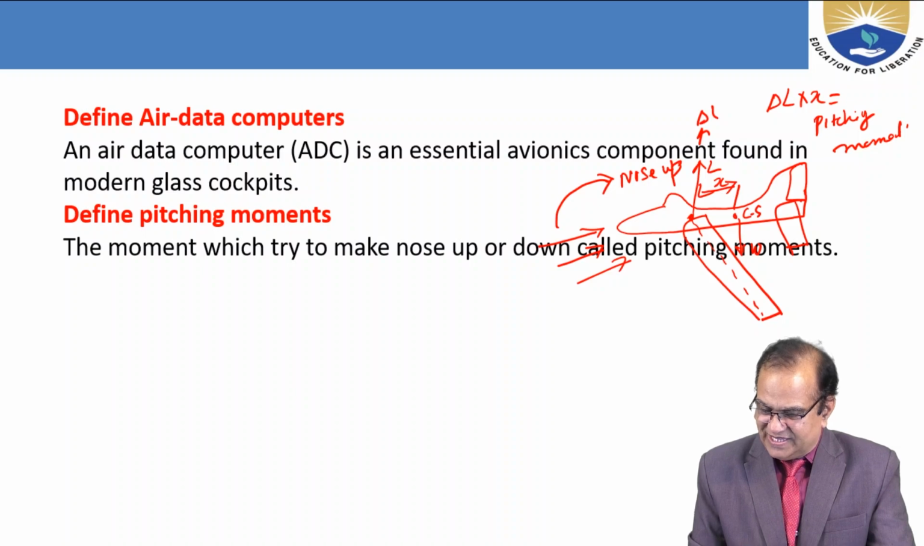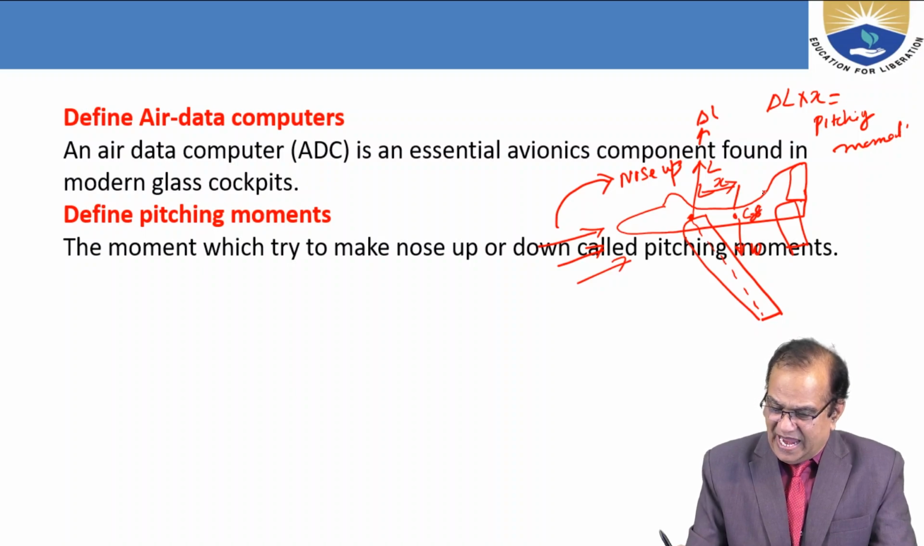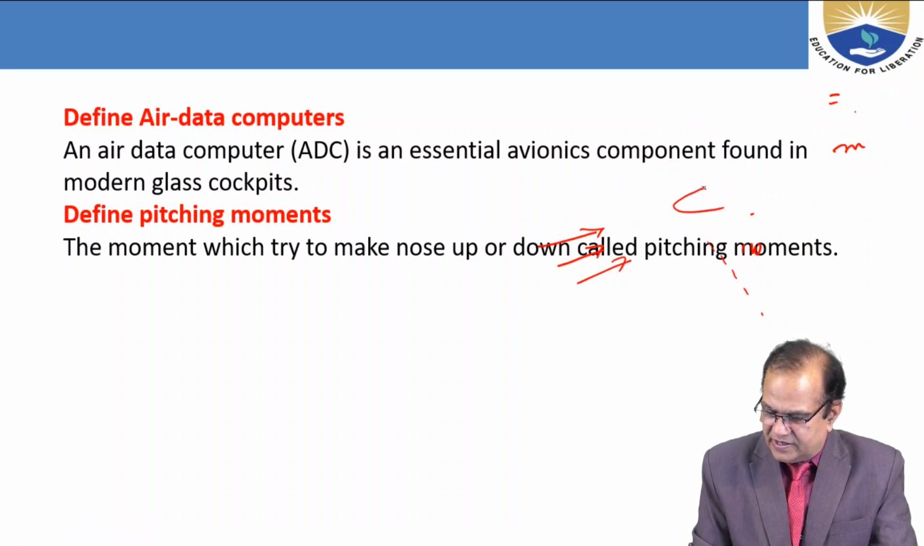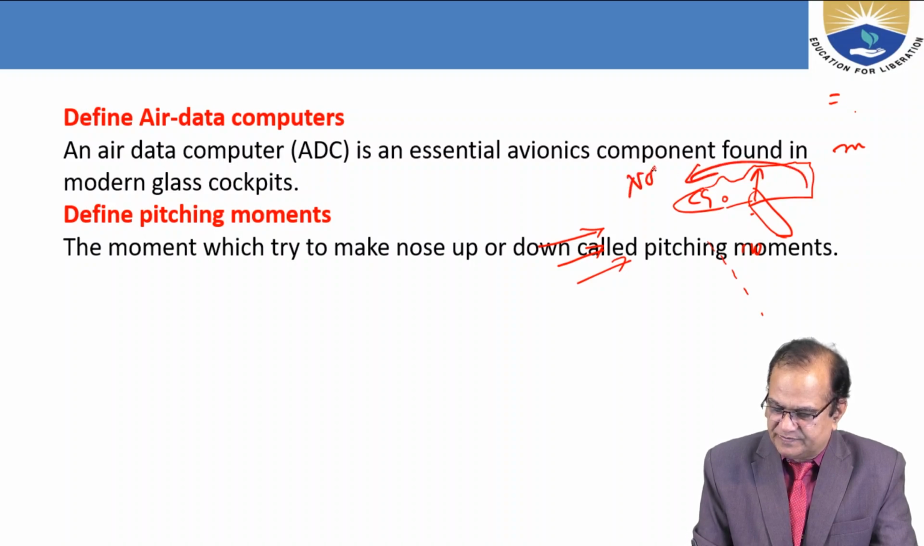and if this CG is ahead, then these are the wings. Here is the CG, lift will be here, this will be nose down.